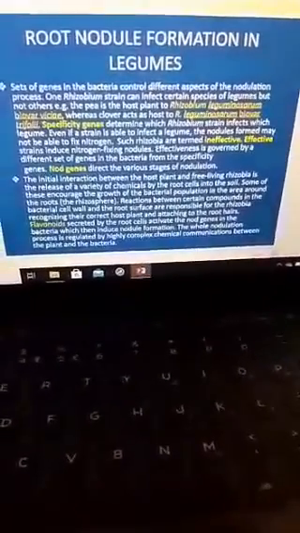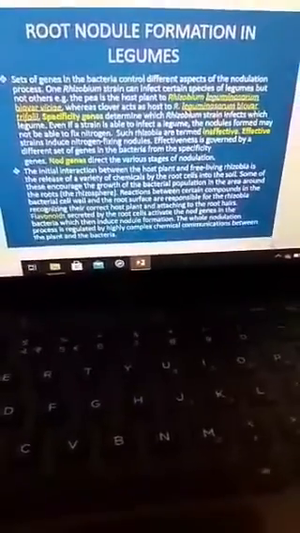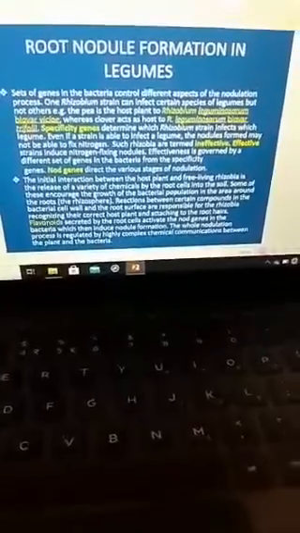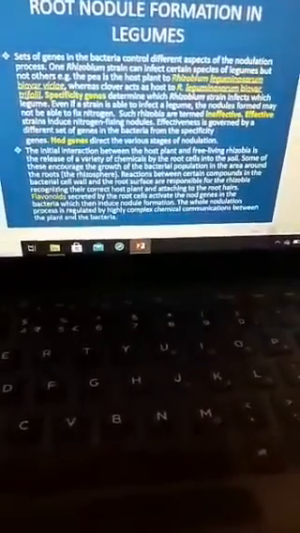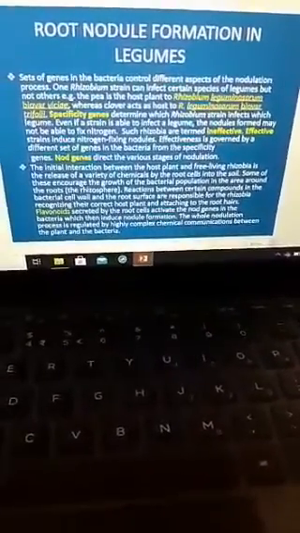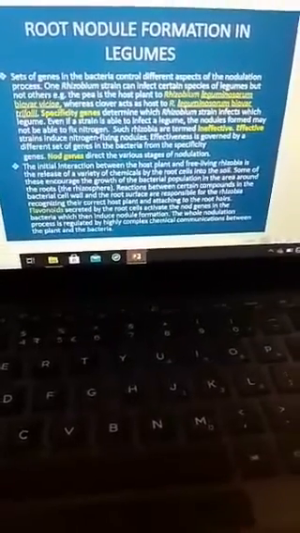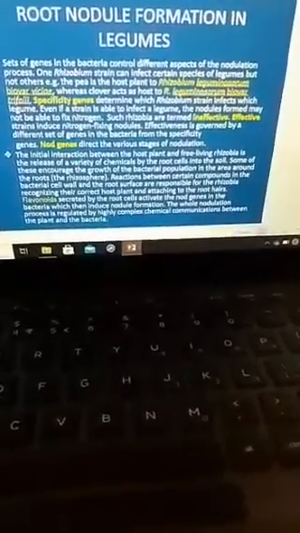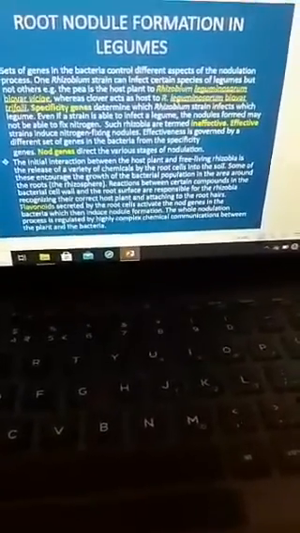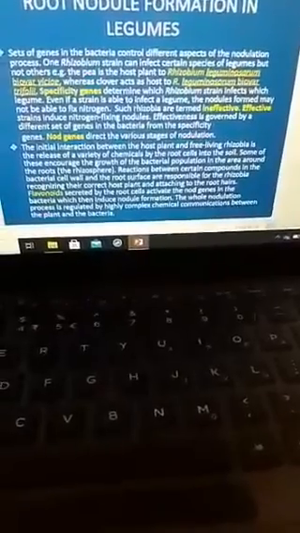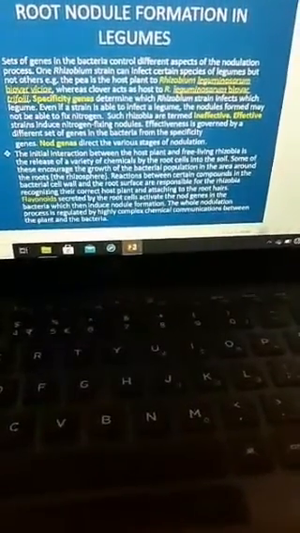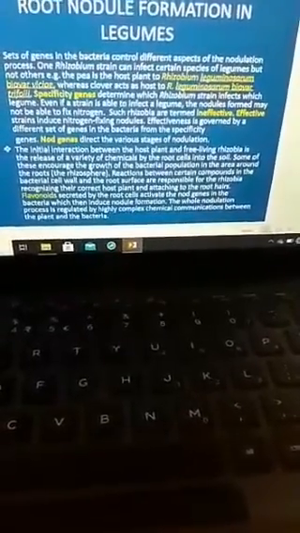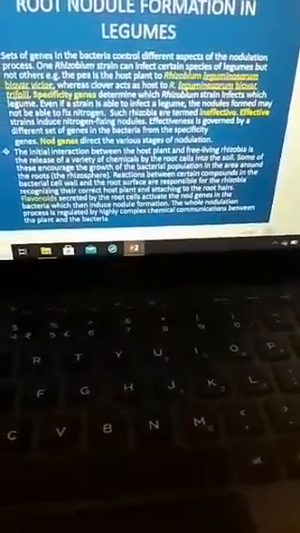I'm back again, still on nitrogen fixation. This time around, we're going to pay specific focus on the formation of root nodules. You all know probably by now that legumes tend to form nodules. These are the structures that accommodate the bacteria Rhizobium. So there are different species of the bacteria in the genus Rhizobium.